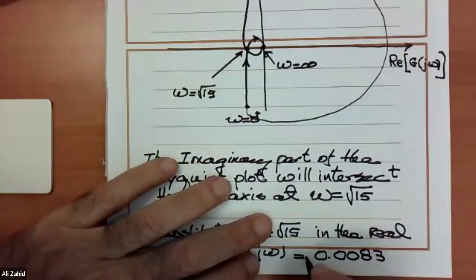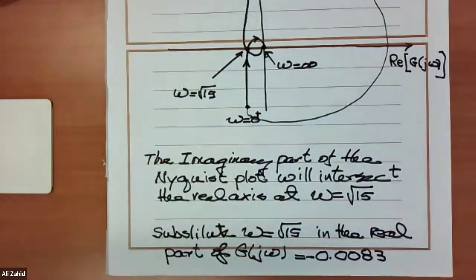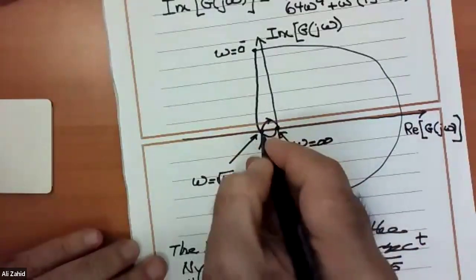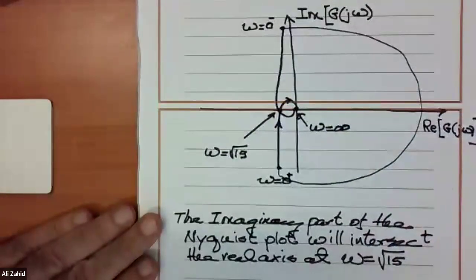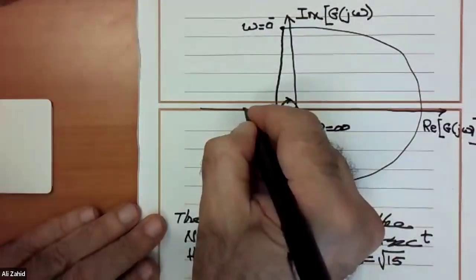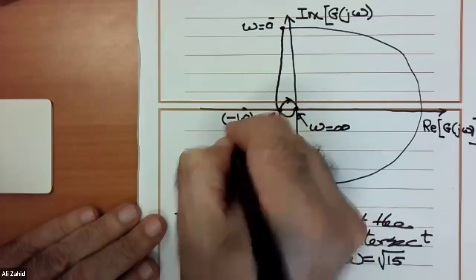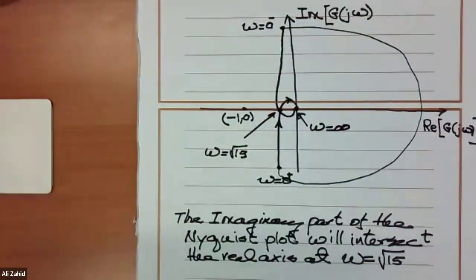Oh, sorry, minus. Sorry, minus. Did you get it? Yes. Okay, where is it here? Can you show it to me? That's the intersection point with the real axis. So where are -1 and 0? Minus 1 is on the left side, 0 is here. Are you following me or not? Yep.